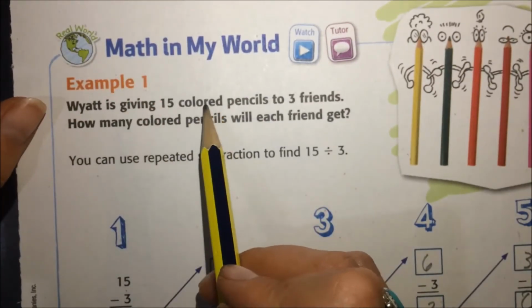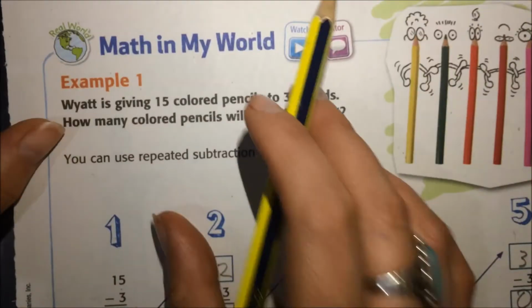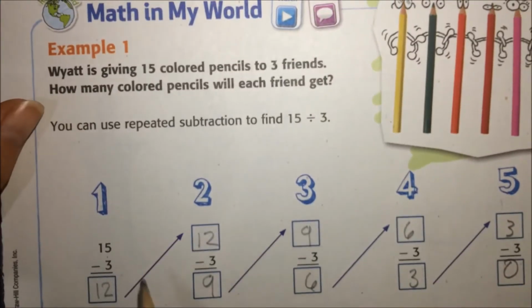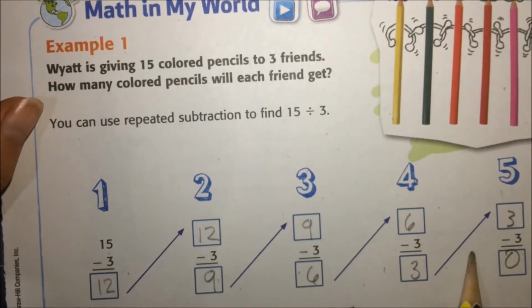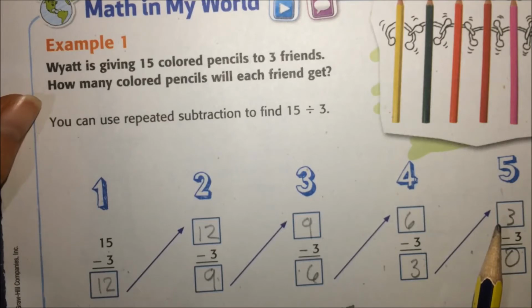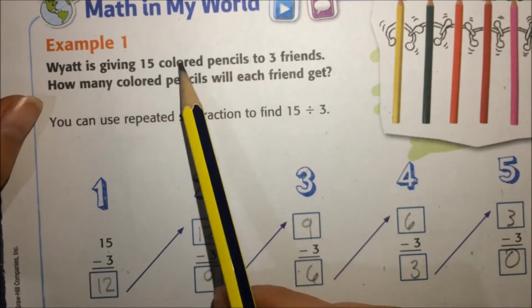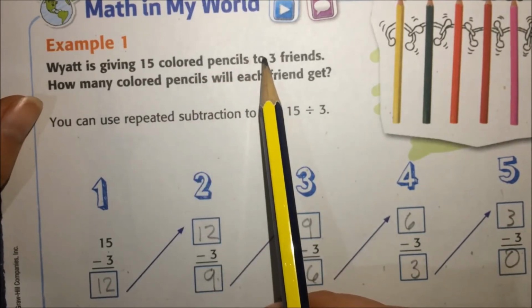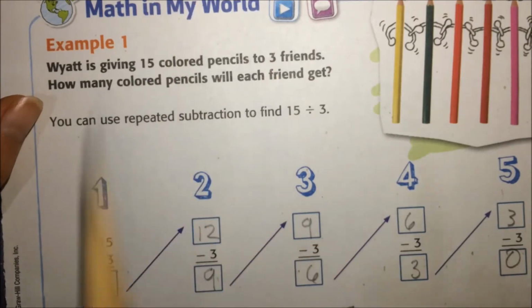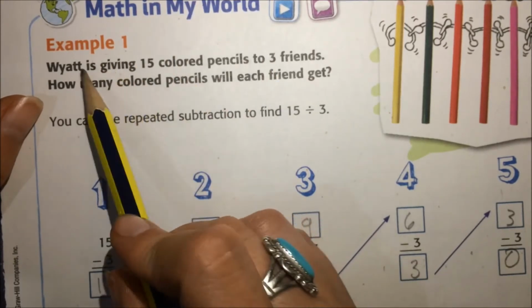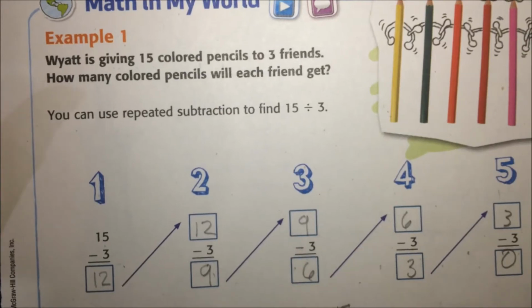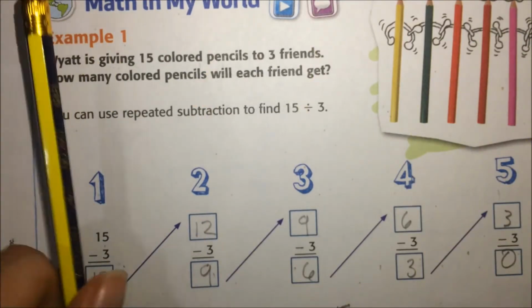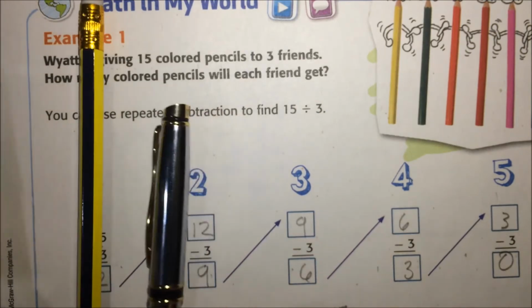Basically, Wyatt is giving 15 colored pencils to a friend. So he's saying, 3 for you, 3 for you, 3 for you. Actually, if I read that correctly, Wyatt is giving 15 colored pencils to 3 friends. So it's 3 friends. Instead of giving 3 at a time, he's giving 1, 2, 3 at a time.